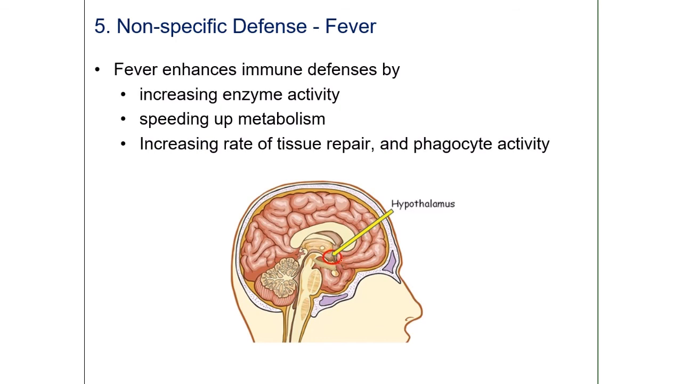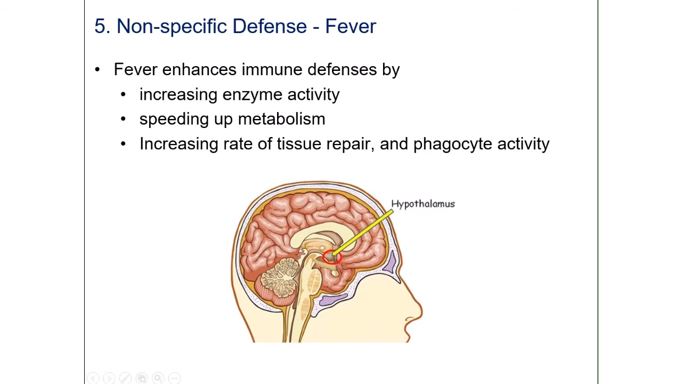And by having a fever, it helps with the immune defense by increasing enzymatic activity. And enzymatic activities are basically chemical reactions, right? And they tend to occur a little bit faster when the temperature is higher. So by doing that, you can increase the rate of complement activation, for example, and you can speed up metabolism, right? So that helps with the wound healing process, increases the rate of tissue repairing, and phagocytic activity.